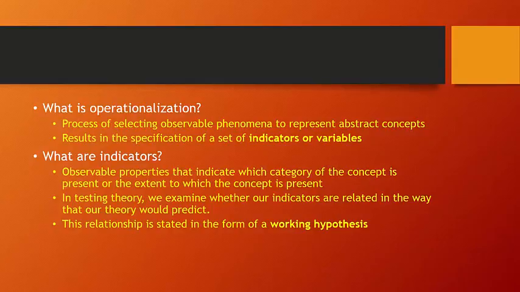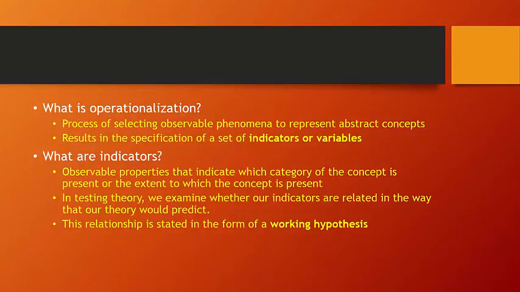The end product of this process is the specification of a set of indicators. Indicators are observable properties that indicate which category of the concept is present or the extent to which that concept is present. In order to test our theory, we examine whether our indicators are related in the way that our theory would predict. The predicted relationship is stated in the form of a hypothesis. A hypothesis is logically implied by one of the propositions that make up our theory. Because it's logically implied by the proposition, evidence about the validity of the hypothesis can be taken as evidence about the validity of the proposition.